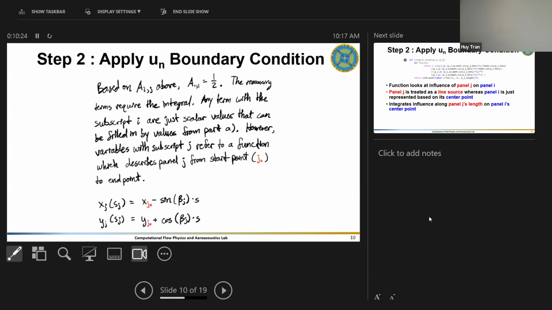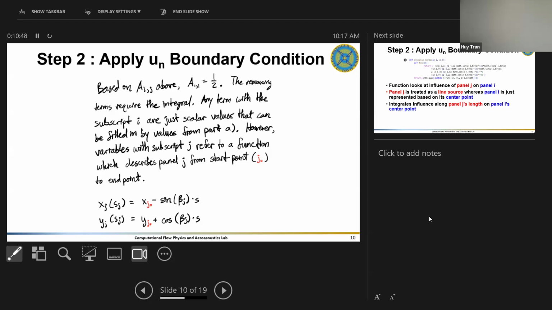And as I said before, subscript i represents the panel you're looking at. j represents the panel that's influencing it. So for panel i, which is what we're looking at, we're going to essentially assume that all the influence impacts it at the center of the panel. That's why it's important to get the center of the panel. However, for the panels that are influencing that panel, panel j, we're going to consider it as a line source.